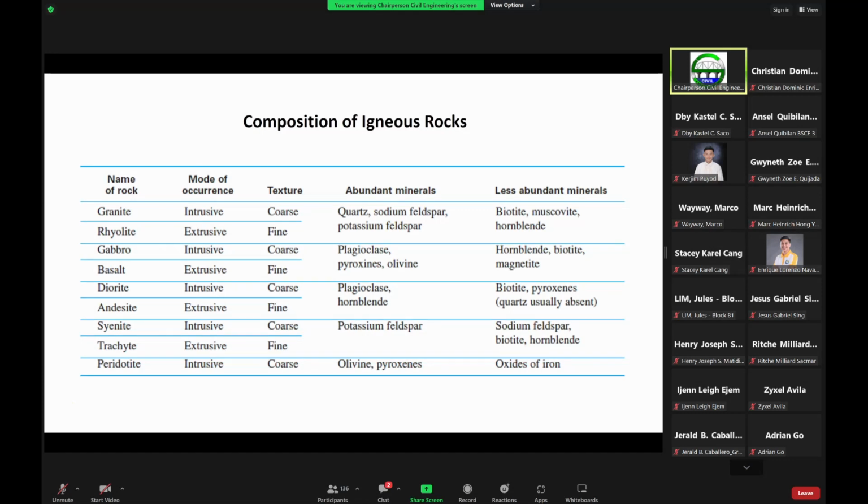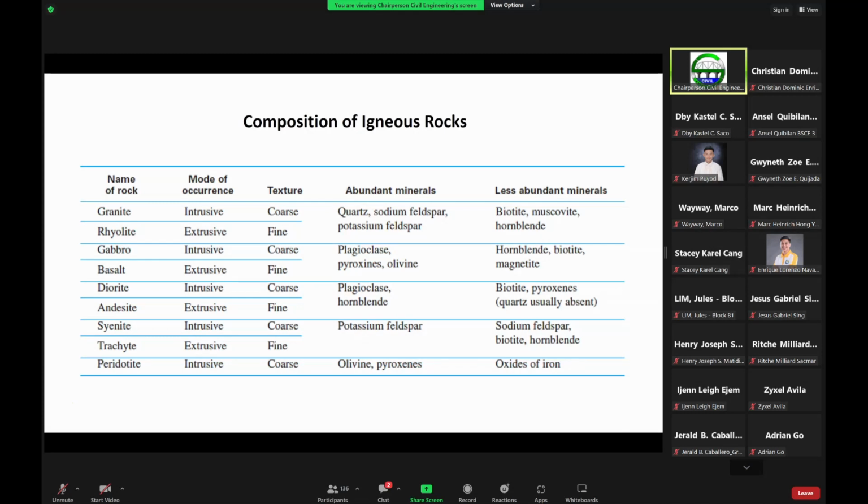And then for these two rocks here, the abundant minerals are potassium feldspar, whereas the less abundant minerals are the sodium feldspar, the biotite, and the hornblende. So for peridotite, it's an intrusive rock. The abundant minerals are the olivine and the pyroxenes, while the less abundant minerals are the oxides of iron.